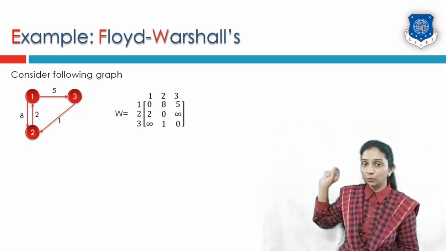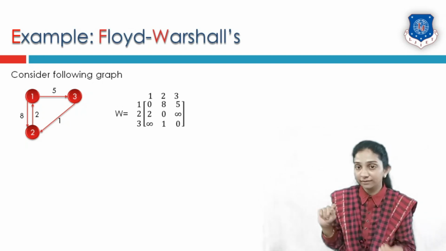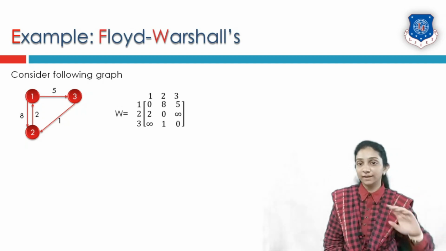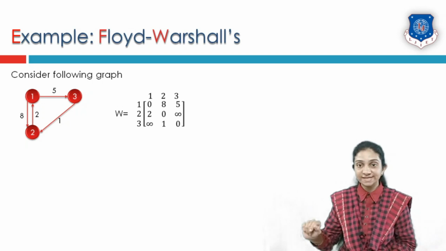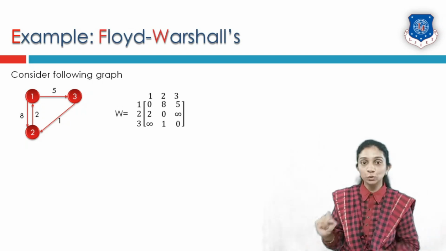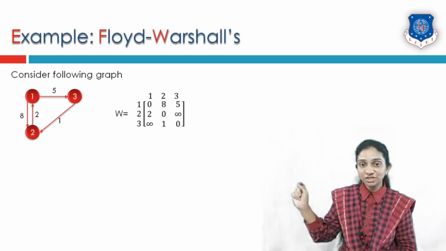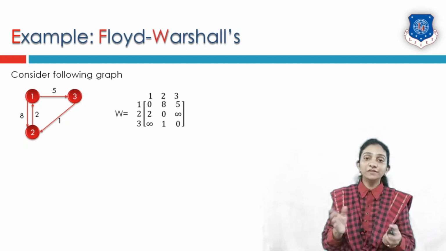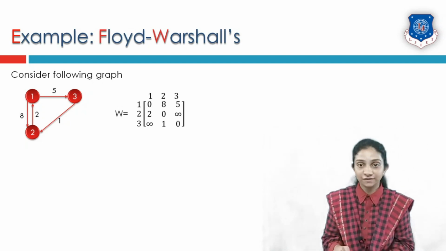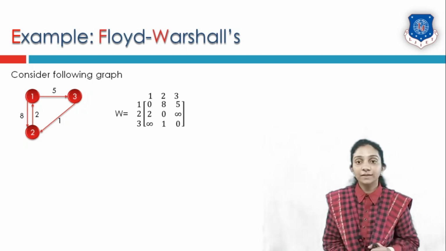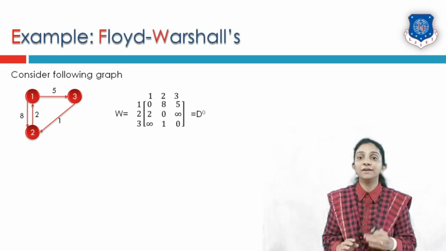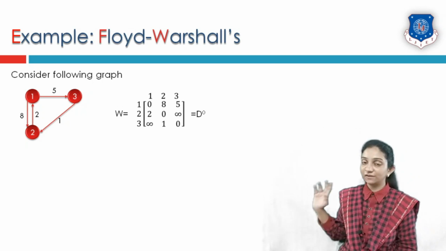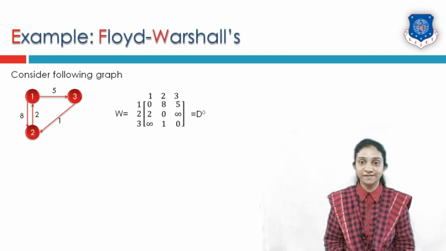From vertex 2 to vertex 3, there is no direct path. That's why we will write infinity there. From vertex 3 to vertex 1, there is no direct path. That's why infinity. From vertex 3 to vertex 2, there is an edge with weight 1. So 1 will be written there. Now this is my weight matrix of the given graph. This will be my initial distance matrix D0. So the given weight matrix is considered as distance matrix D0.